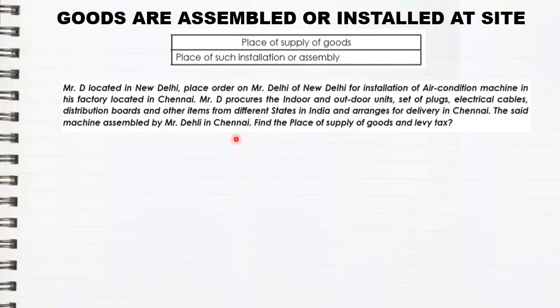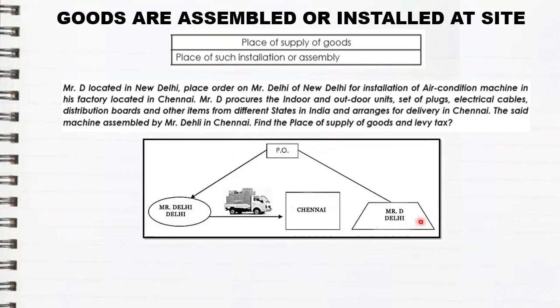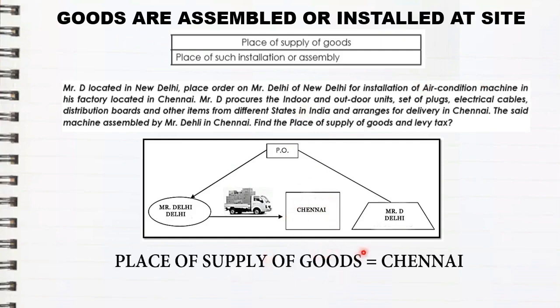So now here, let us put this example in graphical form. Mr. D of Delhi gave a purchase order to Mr. Delhi of Delhi for buying air conditioner and various other electrical cables and other instruments. He said he wants to buy, but he wants all his electrical machines to be installed in Chennai. Now according to the rule, whenever the goods are assembled or installed, the place of supply will always be that place in which the goods have been installed or assembled. Now as per this example, the air conditioner has been installed in Chennai, so here the place of supply of goods will be Chennai.